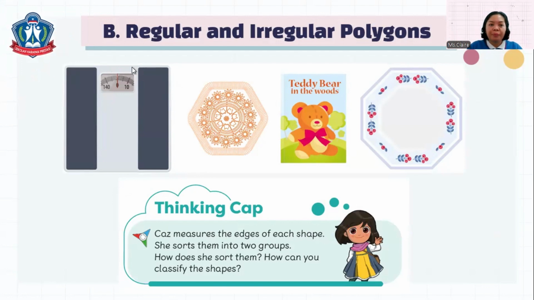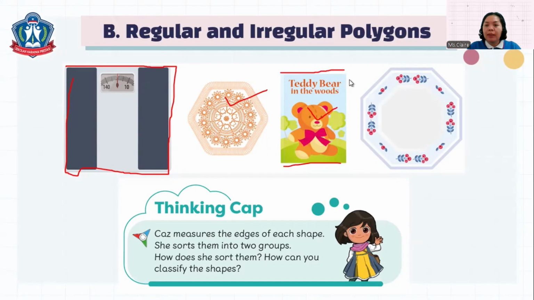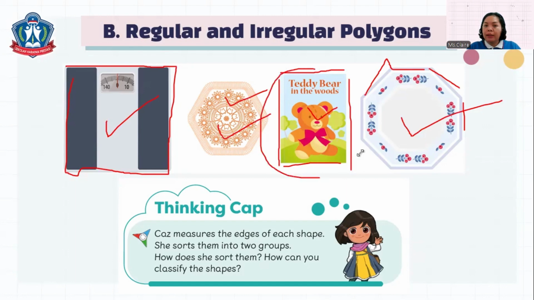For example, this is a square. All sides of a square, children, are equal. A hexagon also has all sides equal. But in a rectangle, this one is the shorter side and this one is the longer side, so they are not all equal. The octagon has all sides equal. So the shapes with all sides equal are the square, the hexagon, and the octagon. The rectangle is not the same in all sides. So that's how we sort these shapes.